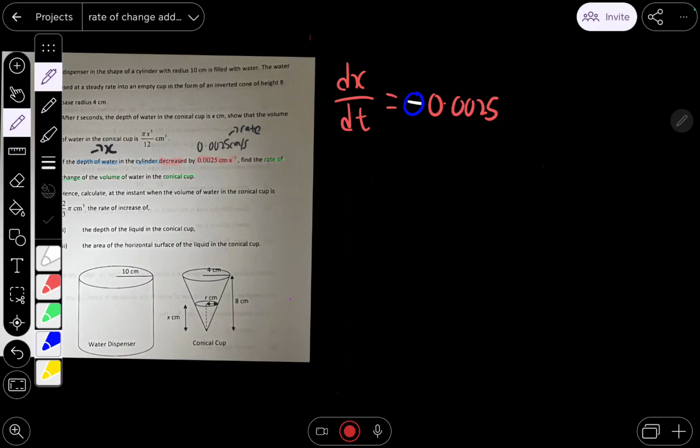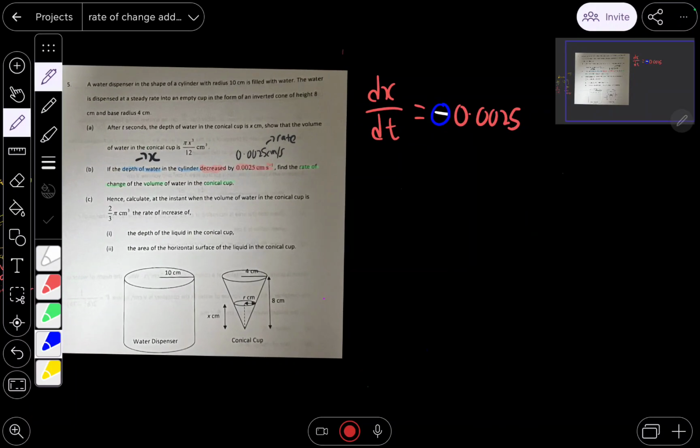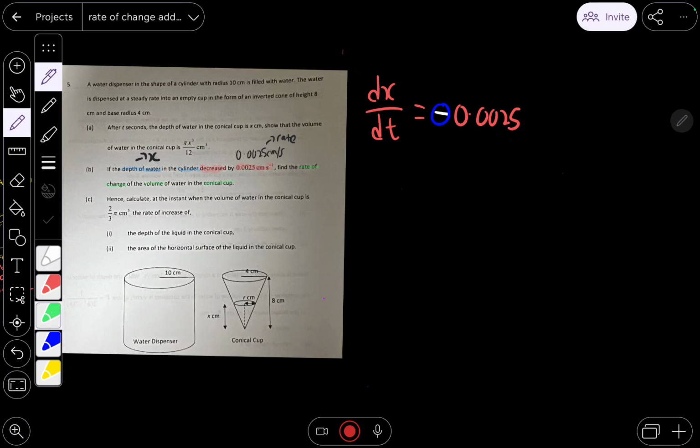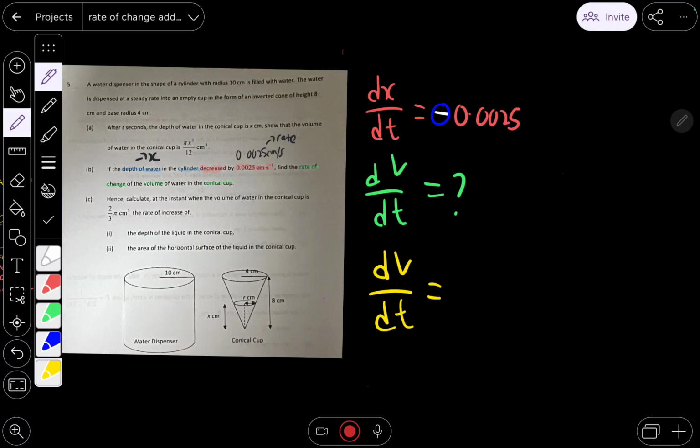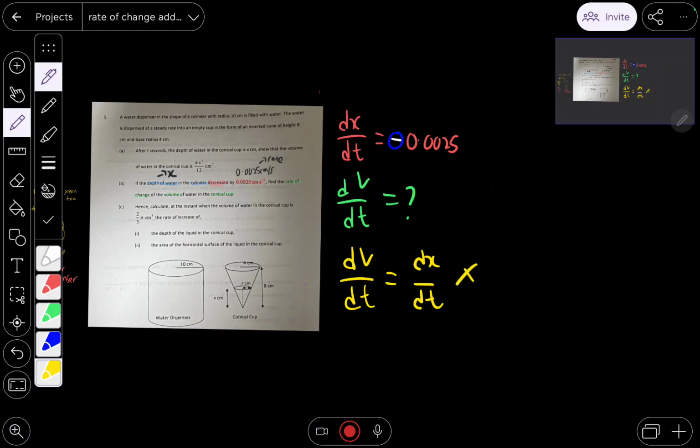So they want you to find the rate of change of the volume of water in the conical cup. So what do you know? They want us to find dV over dt, isn't it? Because they want the rate of change of the volume. Okay, so let's form our rate of change. Remember, on the most left is what we are going to find. And then this is what they give us, dx over dt. And then, what's this one? Times what?